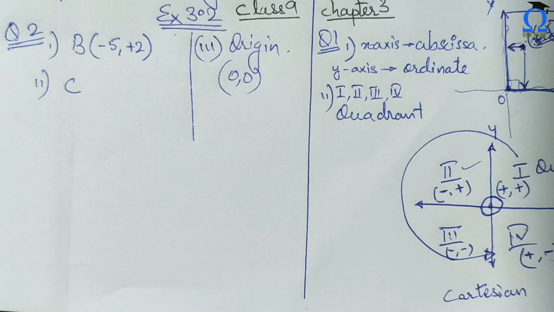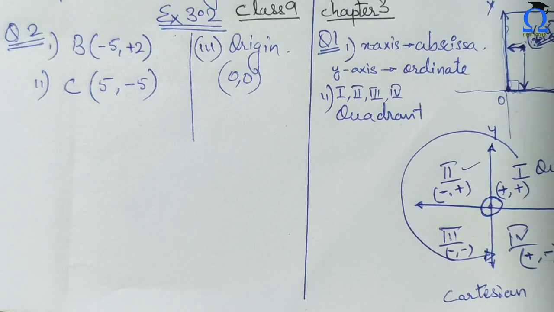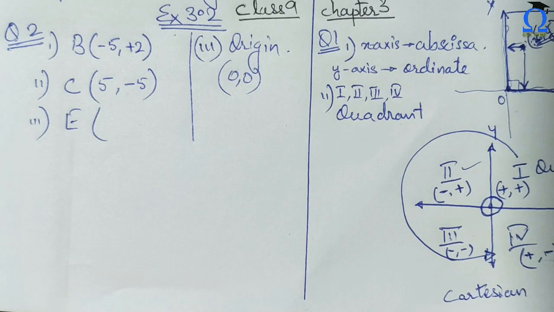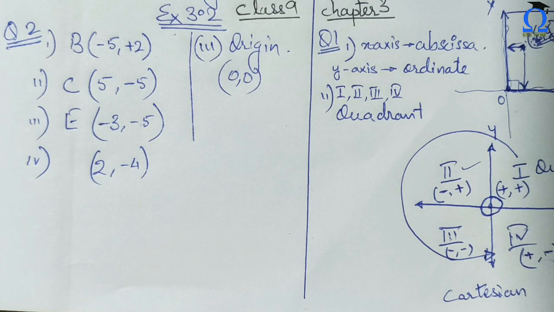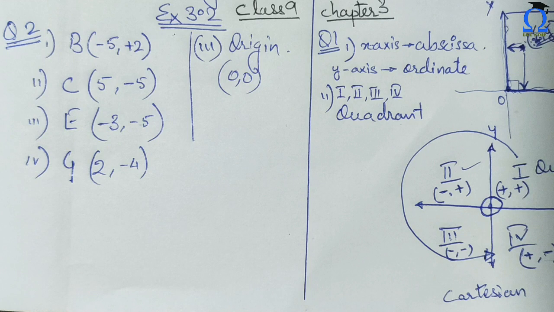Similarly, for the next part, the coordinate of C. So C is (5, -5), because the x coordinate is 5 and the y coordinate is -5. Simple. So (-3, -5) is for which point? It is for point E. Understood? Now again (2, -4) is for which point? Yes, that is for G. Okay, for G the coordinate is (2, -4).